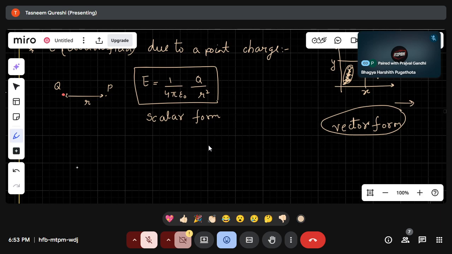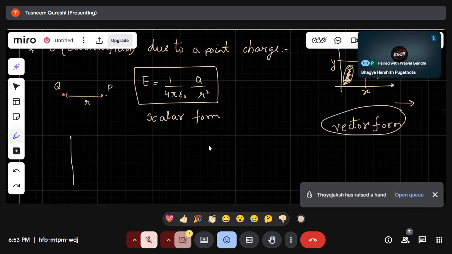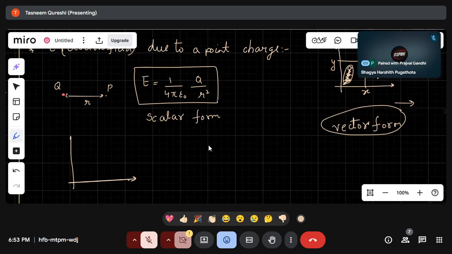So right now what we are going to do is we will tell that if this is a point charge, and as you go away from the point charge, your electric field is getting reduced.